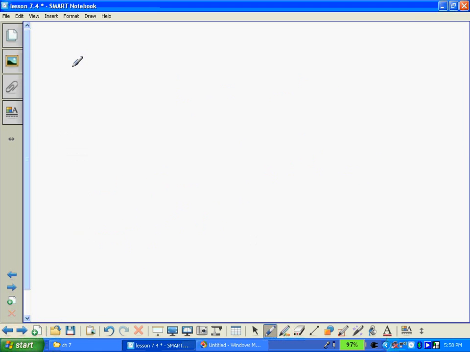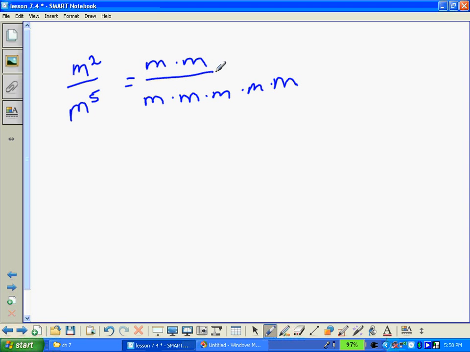Alright, that problem was m to the 2nd over m to the 5th. If you think about this in longhand, like I started off, that's m times m over the product of all these m's. If we cancel, m divided by m cancels, and m divided by m cancels. What are you left with? Nothing in the numerator, so you have to put 1 as the placeholder. And in the denominator you have 3 m's, so that's m to the 3rd.